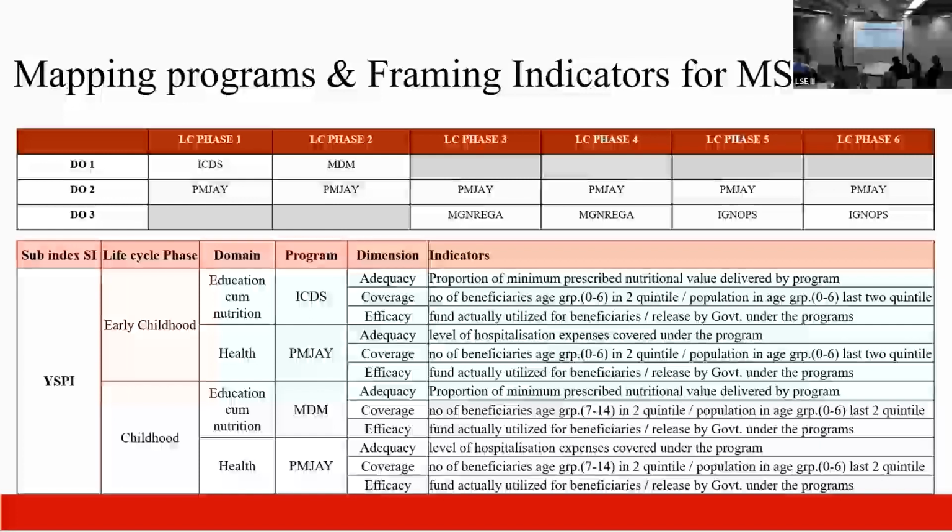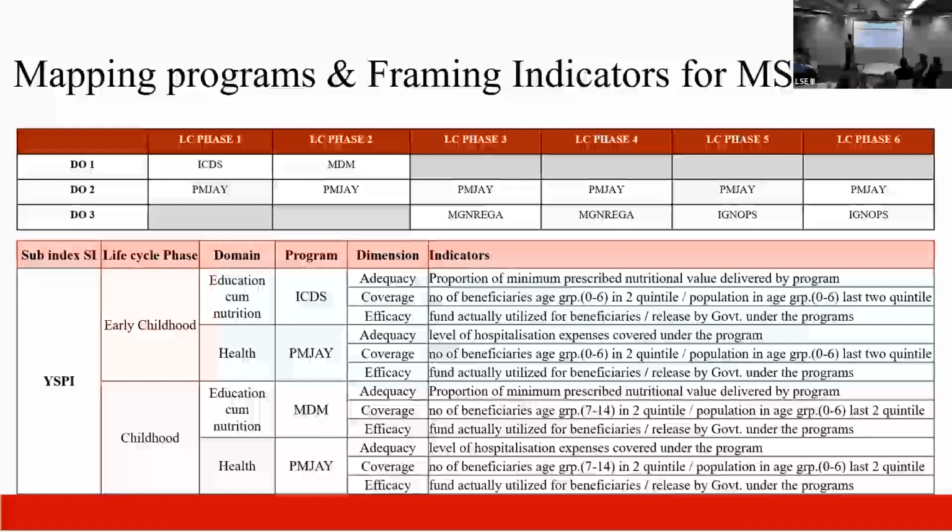And based on that, the next step is about framing the indicators. The indicators which were given while I was mentioning the construction of the index were more general indicators. But when we are talking about scheme-specific things, then we need to be very specific about curating the indicators across the dimensions based on the intention of the program. For example, for adequacy in the ICDS scheme, I have taken the proportion of minimum nutritional value which is being delivered by the program. So what is being prescribed, and to what extent the program is actually delivering.